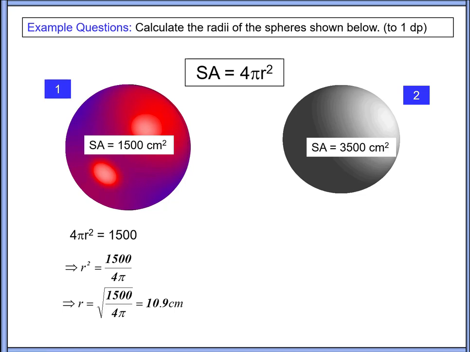So you should have 4 pi r squared equals 3,500. R squared equals 3,500 divided by 4 pi. And r is the square root of 3,500 divided by 4 pi. Should have 16.7. Good.